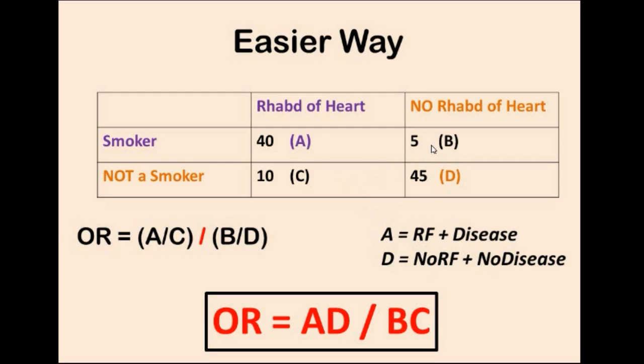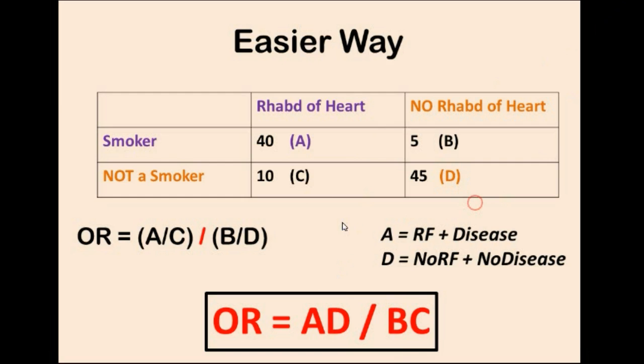It doesn't matter if you call this one B or you call this one C, because in the actual equation you're just multiplying them. So in this case, what we would do is we would have 40 multiplied by 45, right? Because the risk factor plus disease, which is the 40 cases, multiplied by no risk factor and no disease, which would be 45. So 40 times 45, divided by the other people, which would be 5 times 10. Right, so 40 times 45 divided by 5 times 10, which is 50. And if you calculate that, the odds ratio that you get in this case would be 36. So that's the other way.